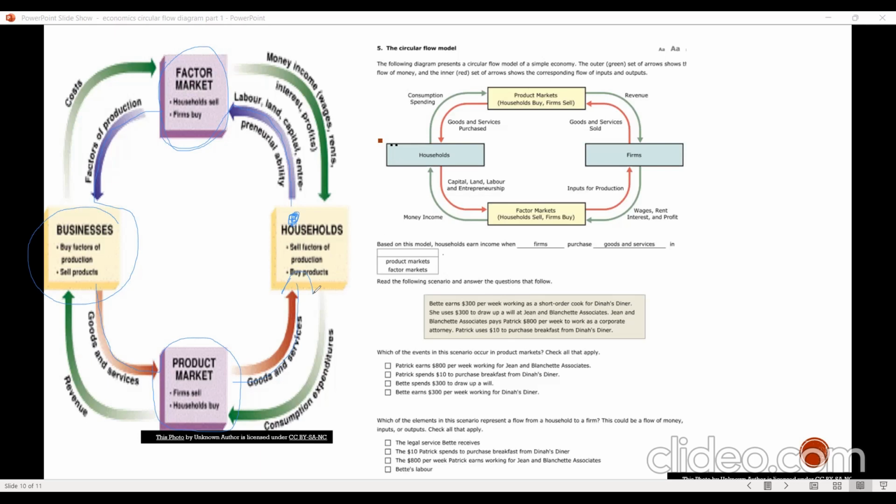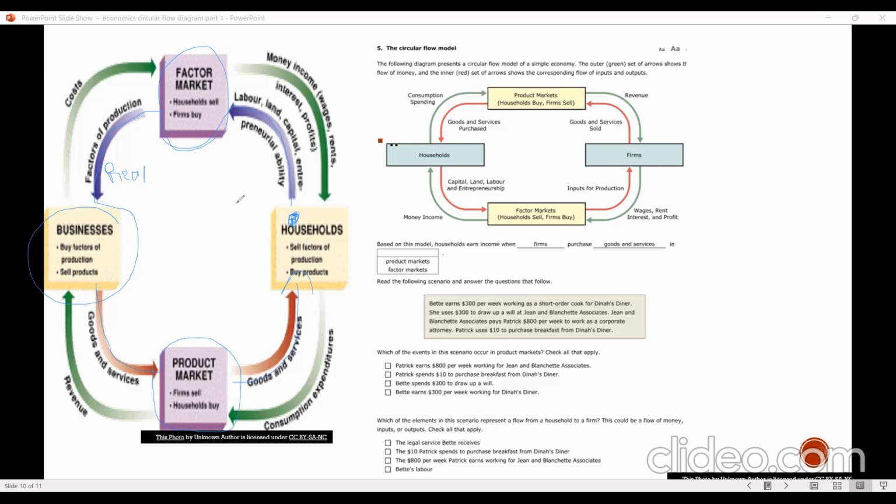Pause the video and guess. Right. Somebody might have got it correct. This flow is referred to as the real flow, right? This is our real flow. Fantastic. Real flow. That is the flow of goods and services and factors of production, right?